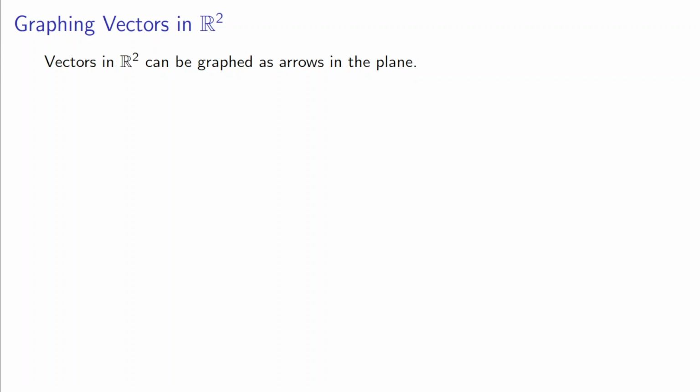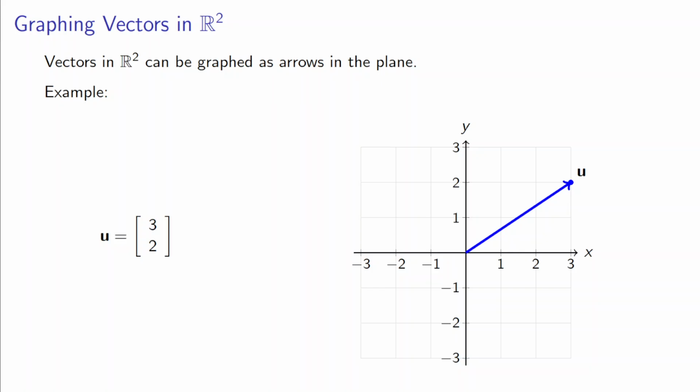Another thing we're going to be doing with vectors, specifically in R2 and R3, is visualizing them geometrically, or graphing them. Vectors in R2 can be graphed as arrows in the plane. For example, the vector 3, 2 we might graph as such. We've got a standard coordinate plane with xy axes, and the first component of our vector u, which was 3, tells us how far to go in the x direction. So we go 1, 2, 3 over in the x direction. The second component, 2, tells us how far to go in the y direction. So 1, 2, and then we sketch our vector going from the origin to the point 3, 2.